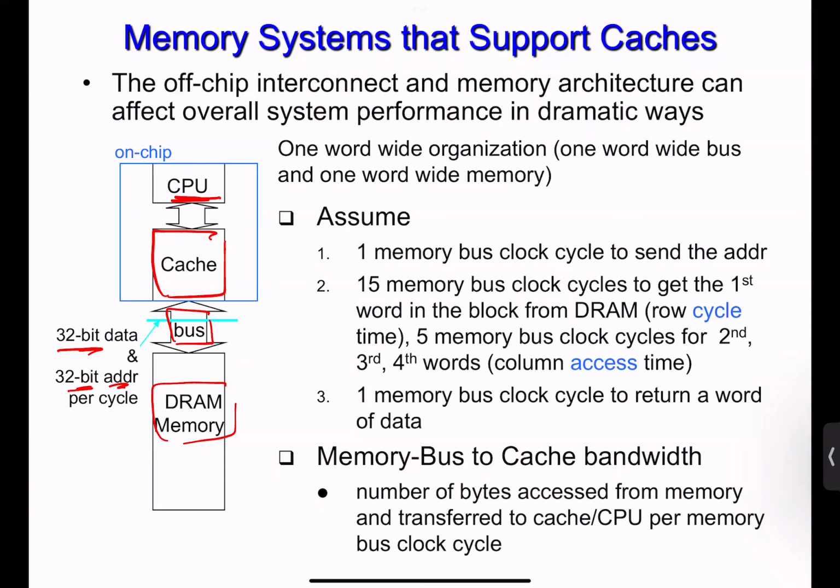Let's make some assumptions. I have one memory bus clock cycle to send the address. I have 15 memory bus clock cycles to get the first word in the block from the DRAM. I have 5 memory bus clock cycles for the second, third, and fourth word, meaning different columns. What does that mean? In order to specify the very first word, I have to specify the row and the column. Correct? Each time I would like to specify a word, I have to specify a row and a column, and this will cost me 15 bus clock cycles. But if I have already specified the row and I just need to specify the column, this only costs me 5 memory bus clock cycles.